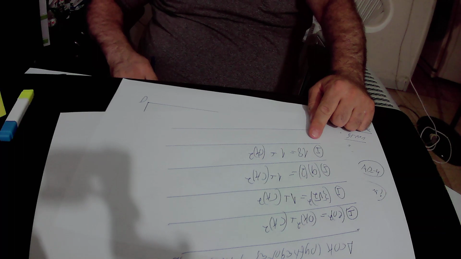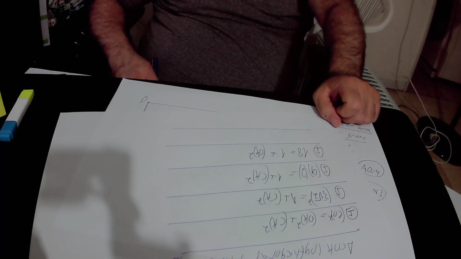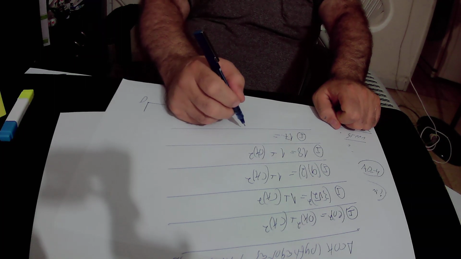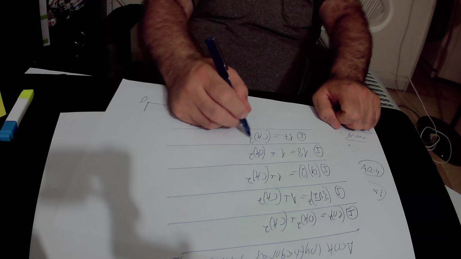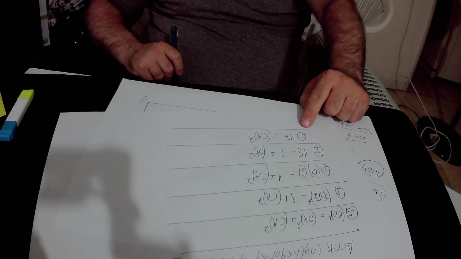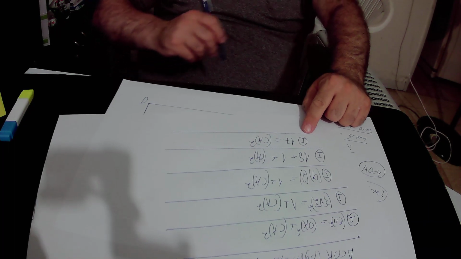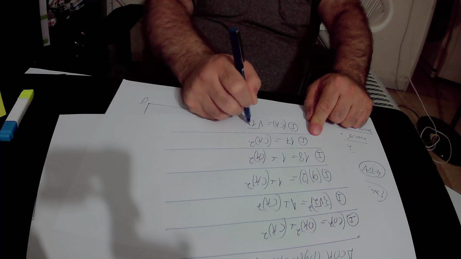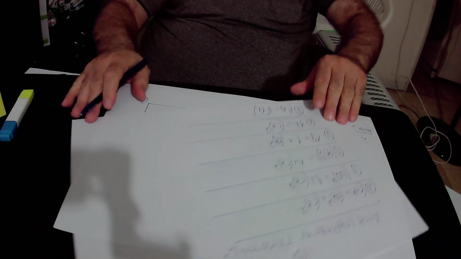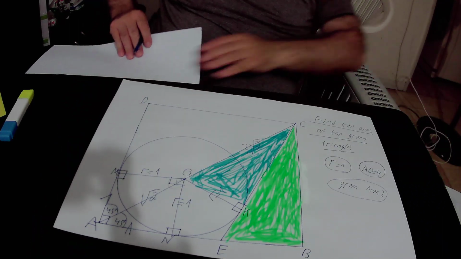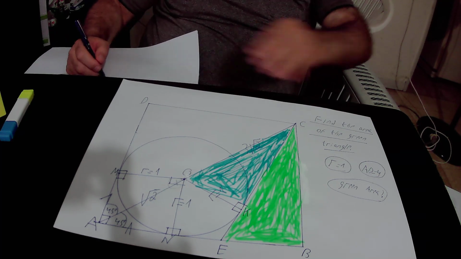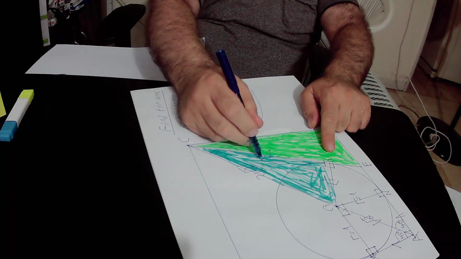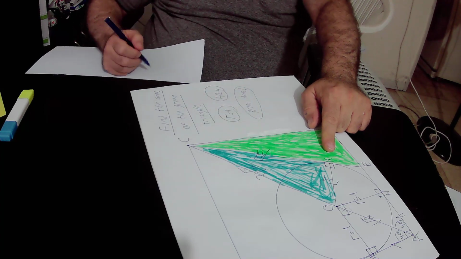Here we will subtract 1 from this equation, equation number 1, and we will get that 18 minus 1 is 17. So we will get that 17 equals CK squared. So here we will take a root of this equation and we will get that CK equals square root of 17 units. So we found out that CK equals square root of 17 units. Okay?